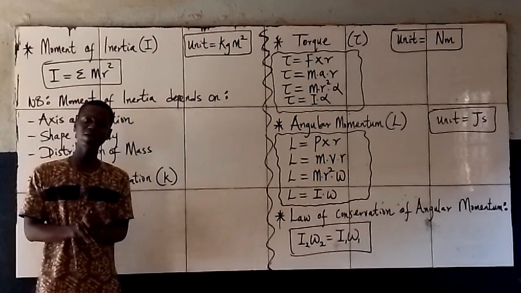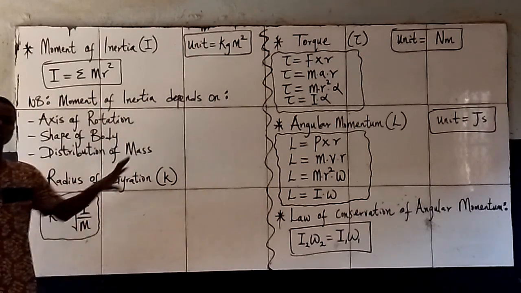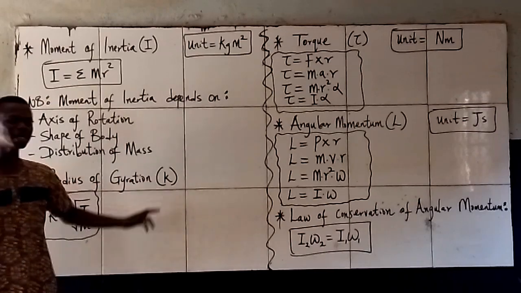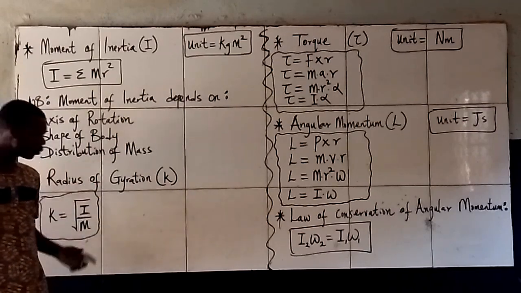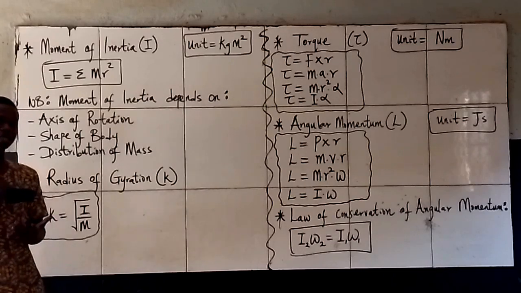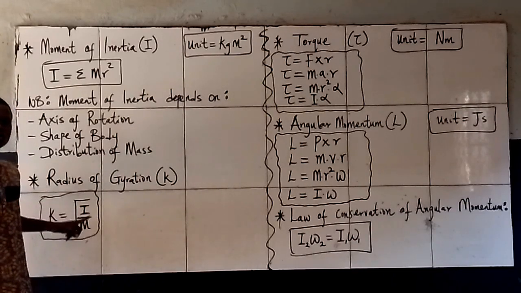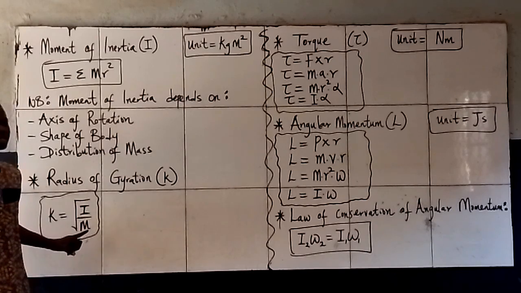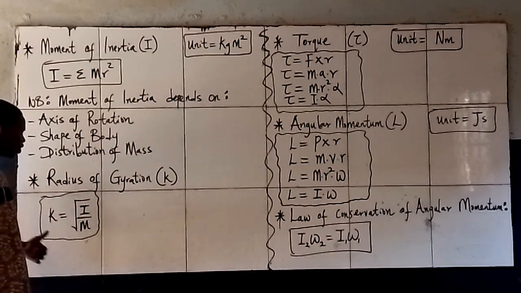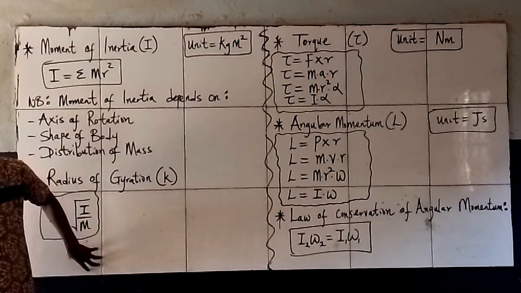The moment of inertia. Now, we will be talking about radius of gyration. It is symbolized by capital K. And what is the formula for finding the radius of gyration? If you were ever asked at O level, it is the square root of the value of the moment of inertia over the value for your mass. So radius of gyration is equal to root moment of inertia over mass. This is the formula to make use of.